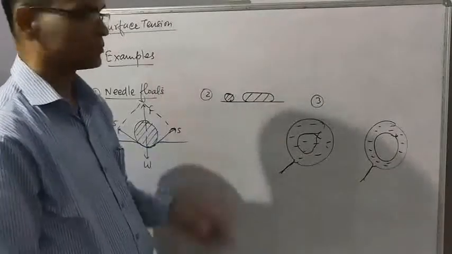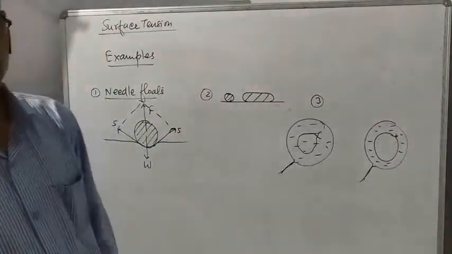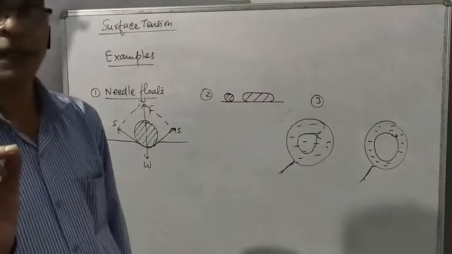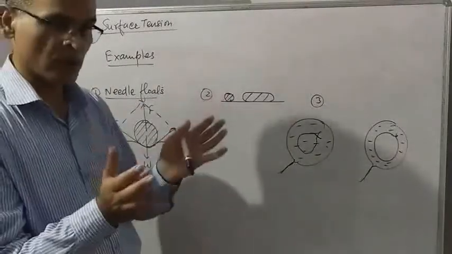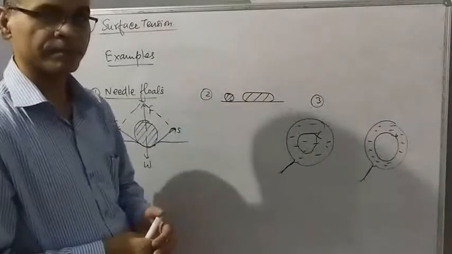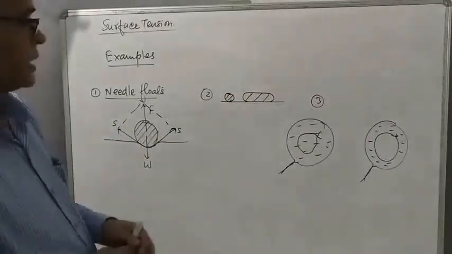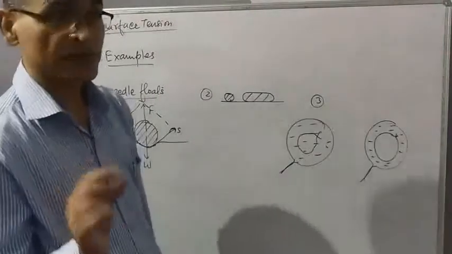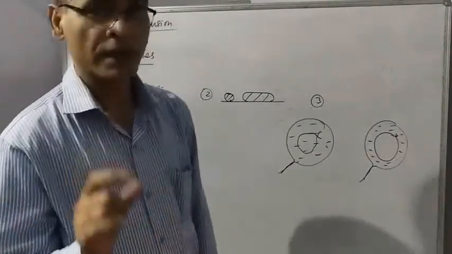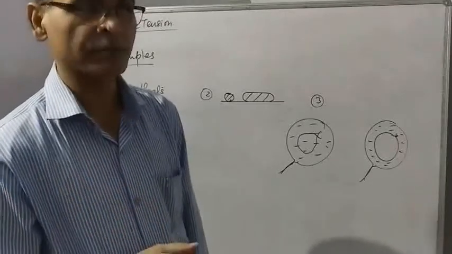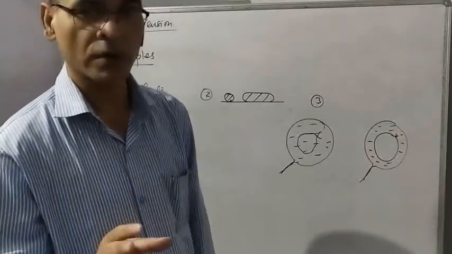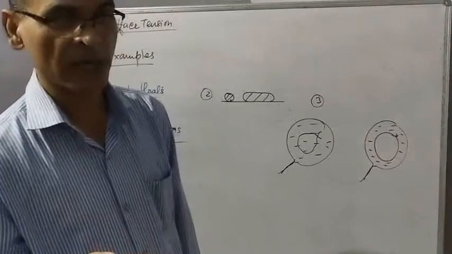Another example: if you take a very small drop of mercury, it is seen to be spherical. But if you take a bigger drop, it looks flat. The reason? Because of surface tension, every liquid has a tendency to reduce its surface area. And for a given volume, the minimum surface area is that of a sphere.